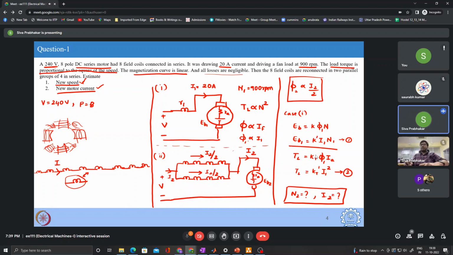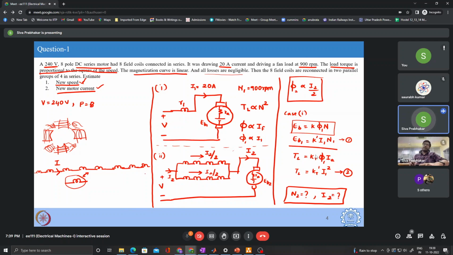so it will be I2 by 2. So I am just applying this basic equation, that is EB equal to K phi into N. There I am substituting the different conditions, that is the initial value of speed and the initial value of the current. Since in the initial condition the field current as well as the armature current are the same, it will be I1 only. And the load torque is nothing but Kt into phi into Ia. So the armature current and field current are the same. So the load torque is proportional to the current squared.